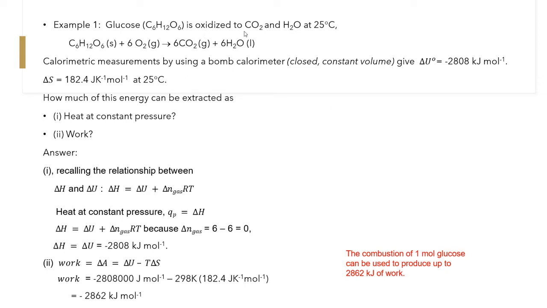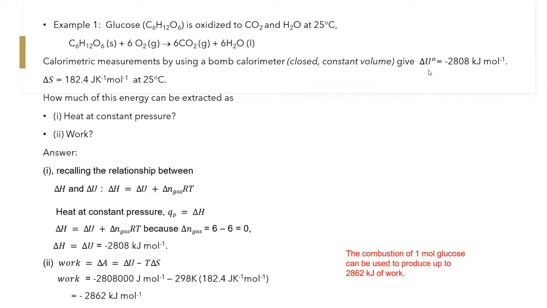So glucose is oxidized to carbon dioxide and water at 25 degrees. So you have calorimetric measurements by using a bomb calorimeter. And this experiment, you will be doing in year 3, physical chemistry 3 experiment. And in that experiment, you are actually measuring at constant volume. In all the experiments you have done so far in physical chemistry it is always at constant pressure, but this one is at constant volume using a bomb calorimeter.